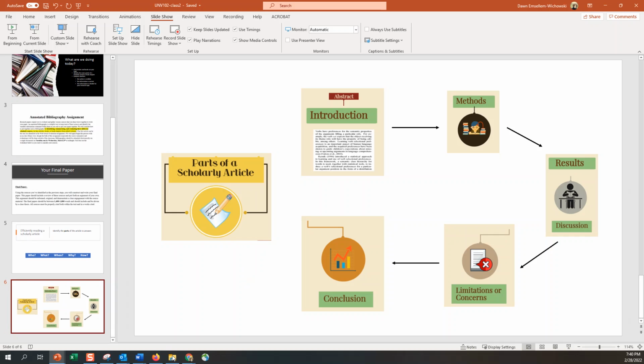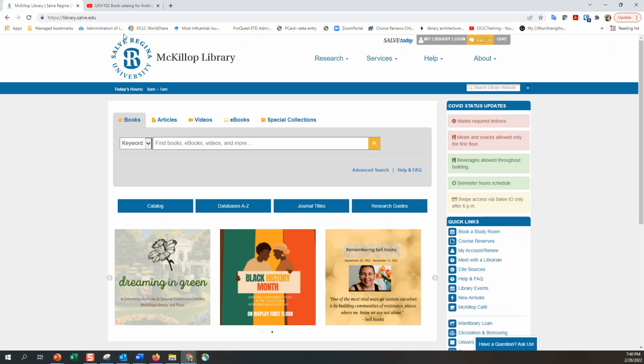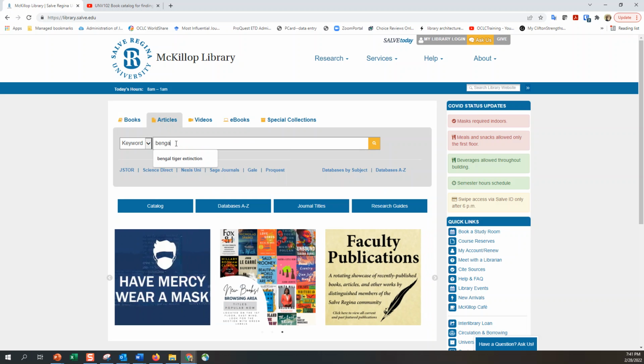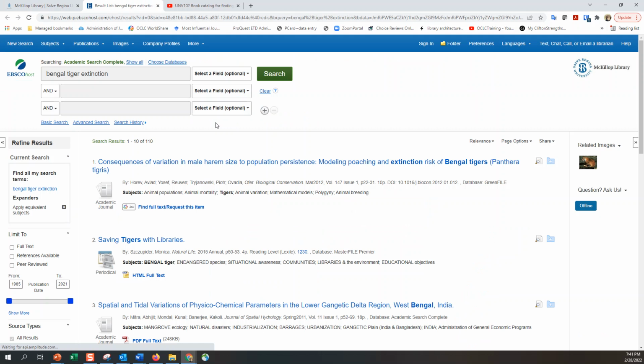So with that, why don't we dive into the library's homepage and see if we can find an article. So we already know how to look for articles. So we'll go here over to articles and we'll try a search, maybe like Bengal tiger. Yeah, let's try Bengal tiger extinction and see what comes up. Now we're searching in the library's EBSCOhost databases. And there's many other databases, but this is one of them.